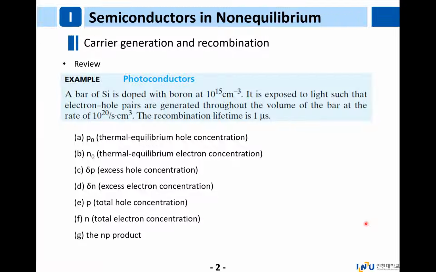For simplicity, assuming a steady state condition with no variation in carrier concentration over time and setting Ni to 10^10, let's determine the thermal equilibrium concentrations and excess carrier concentrations. Additionally, we will calculate the total carrier concentrations and their product np.